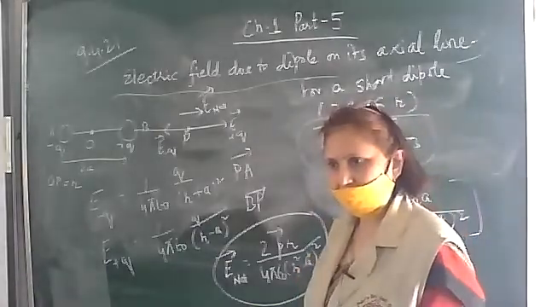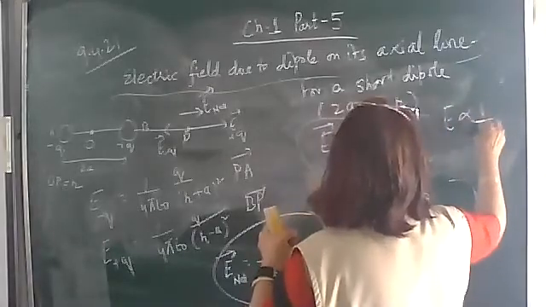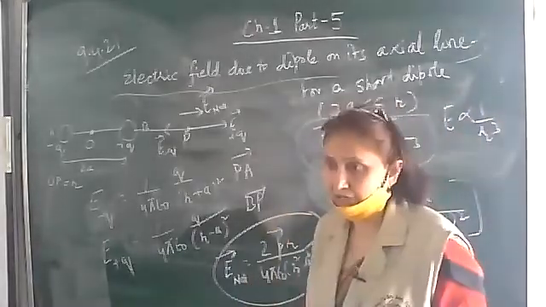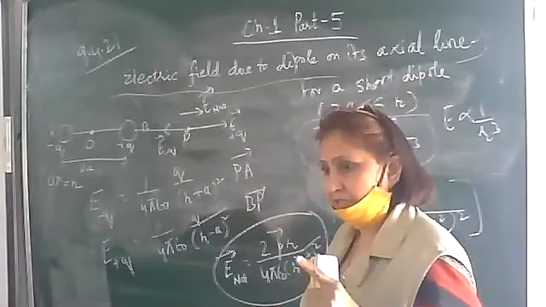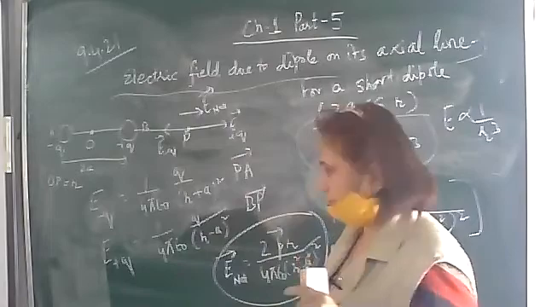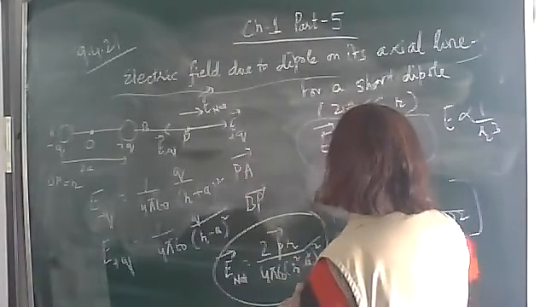Is it so? It means due to the dipole, the electric field is inversely proportional to r cube. Due to a point charge, how much was it? Electric field inversely proportional to r square. Due to a dipole, how much is it? Inversely proportional to r cube.